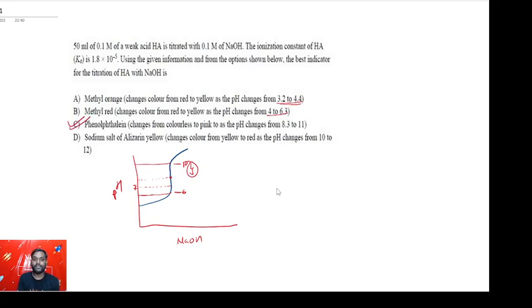So you can remember this: for a weak acid and strong base, or a strong acid and strong base, when the base is strong, the indicators which change color in the basic region would be useful, like phenolphthalein, which changes the color from 8.3 to 11, or other indicators which change the color in the basic region.